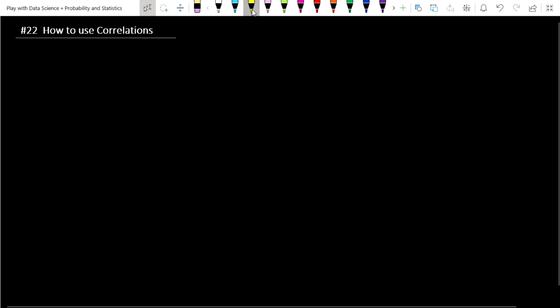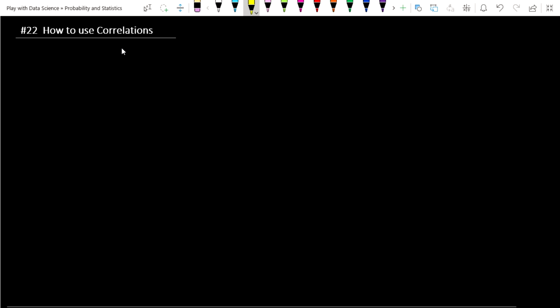So already we have learned how to find the correlations. We have already learned these things. But the question that comes into our mind now is how to use these correlations in real-world data. So let's see step by step.